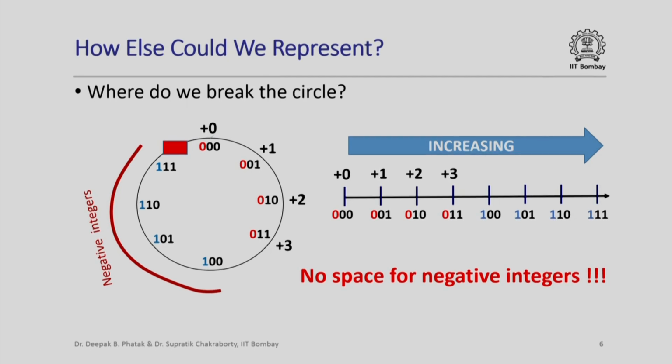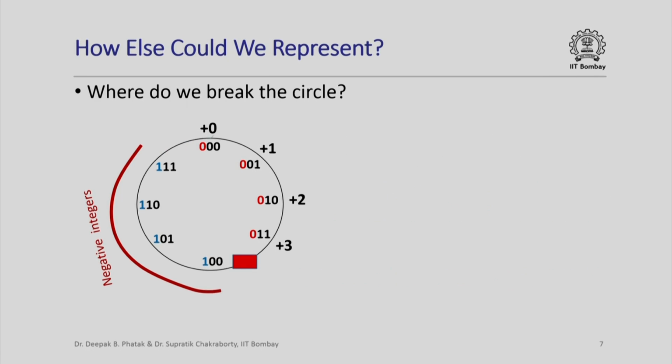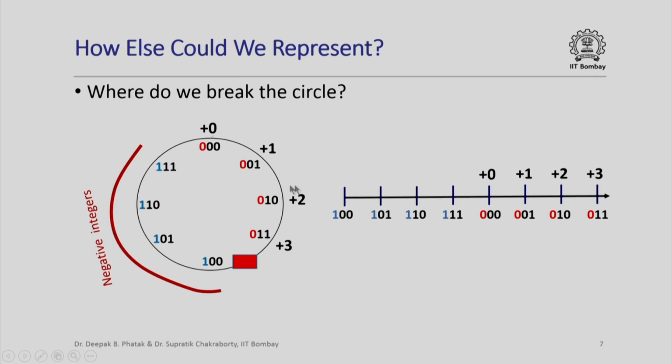So what is the other logical point? The other logical point is here. So let us see what happens if we break the circle there. So now we are going to break the circle there, and that gives rise to this number line where we start off with the binary sequences with the blue MSB of 1, and then we get the binary sequences with the red MSB of 0, and these we already know are +0, +1, +2, +3, because we want to treat the MSB as the sign bit, and when the number is positive we just want to treat the number as it is, an unsigned integer.